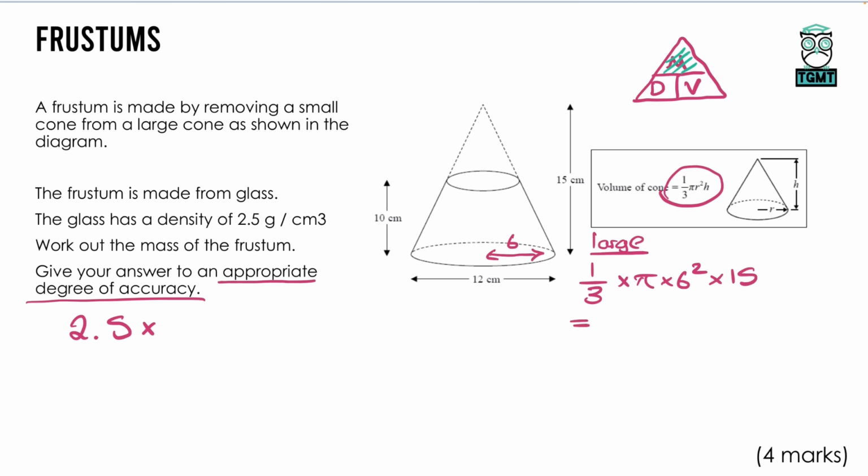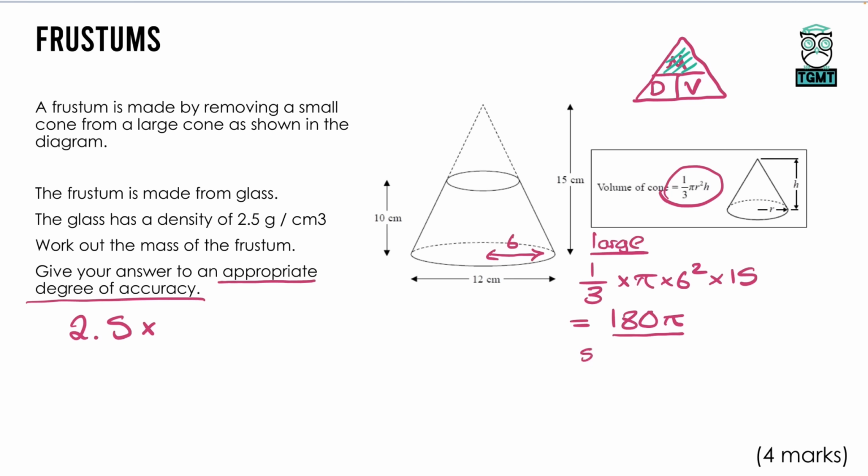So there we go. I'll type that into the calculator. 1/3 times by pi times by 6 squared times by 15. And I'm going to leave this in terms of pi, because if I start writing down lots of decimals, there's a lot to write down, and as it's come out in terms of pi, it's much easier for me to leave it like that. So 180 pi.